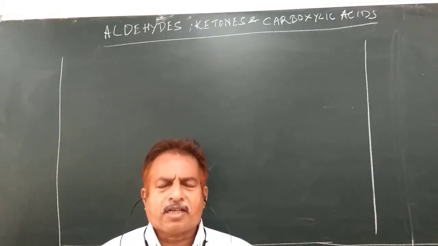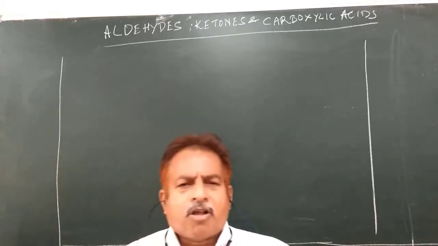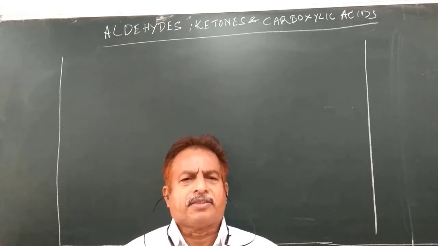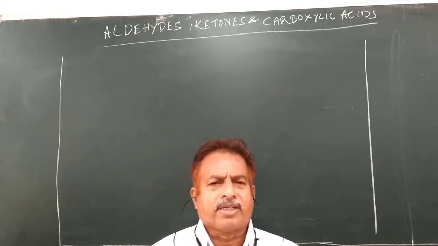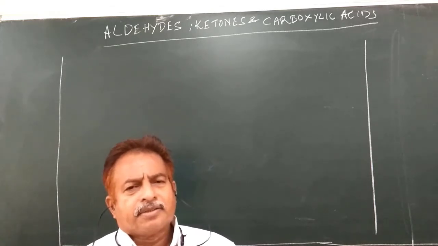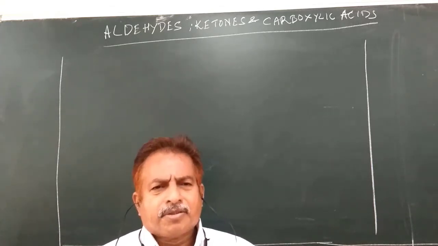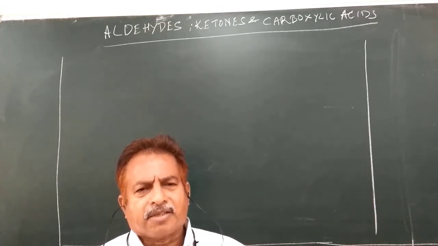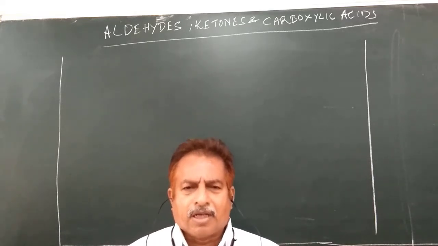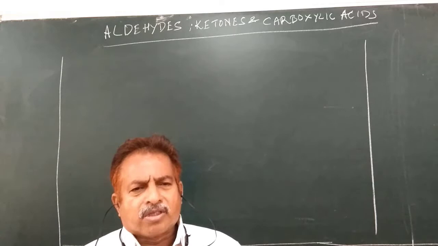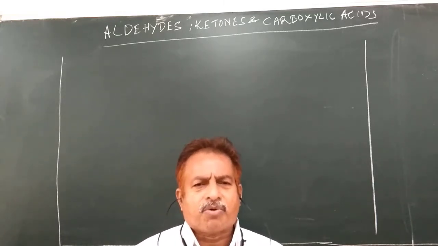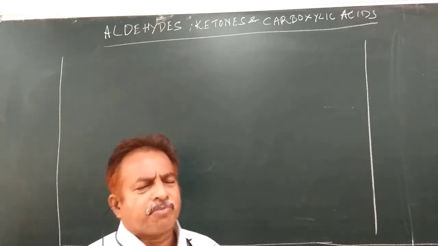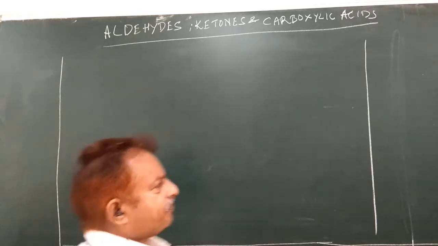Reduction of aldehydes and ketones. The carbonyl group of aldehydes and ketones are reduced by common reducing agents like lithium aluminum hydride, sodium borohydride, etc. And reduction by using hydrogen in the presence of metallic catalysts like nickel, platinum, palladium. And there are two more reactions, that is carbonyl compounds are reduced by using other reagents. Now let us see the reduction by using common reducing agents.